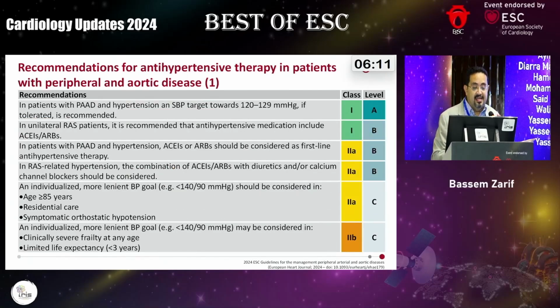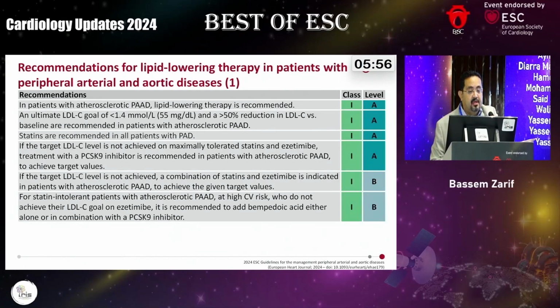This should be integrated into the management, and this is another point, just highlighting the antihypertensive treatment, the same threshold, the same target, with focusing on ACE inhibitors and ARBs for our patients. This is an integral part of optimal medical therapy, and this is for lipid-lowering therapy, the same goals, LDL 55 or more than 50% reduction, with the same armamentarium of treatment: adding high-dose statin, then adding ezetimibe and PCSK9 inhibitors.